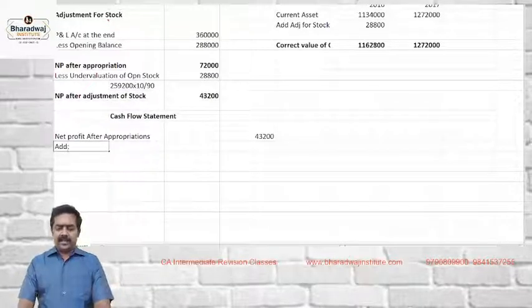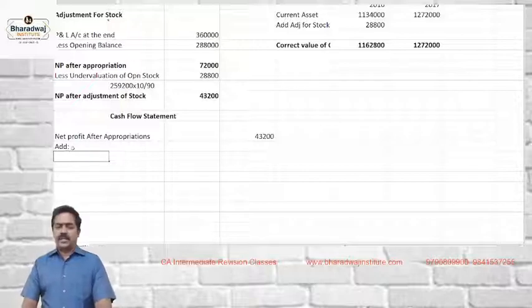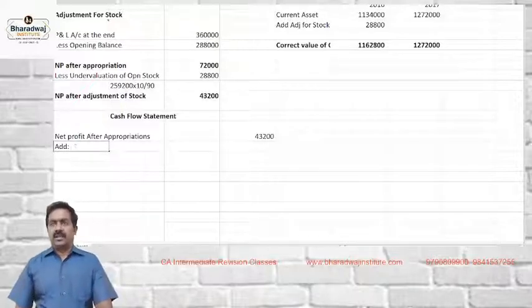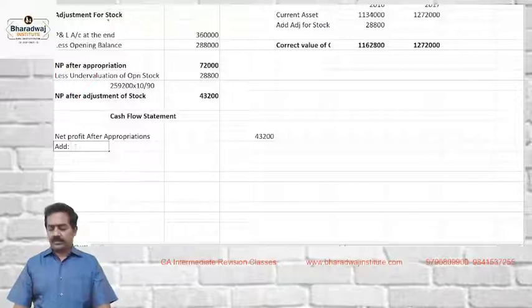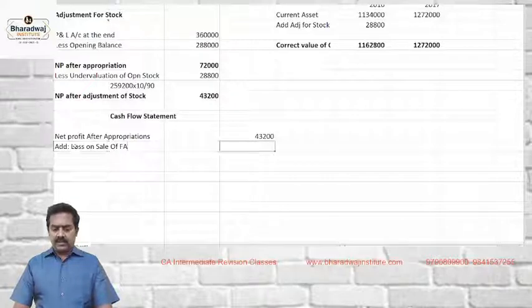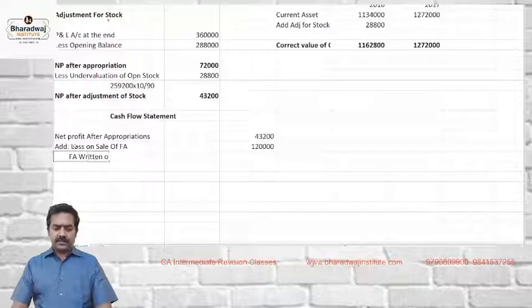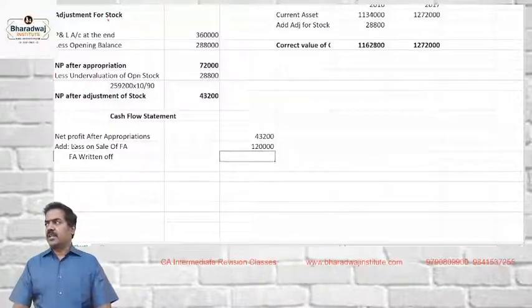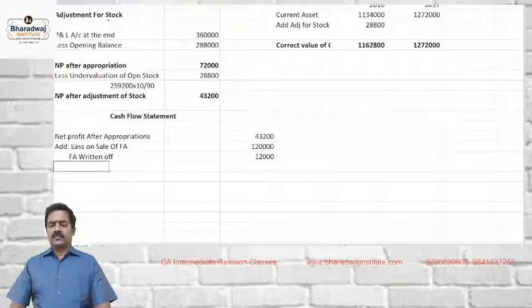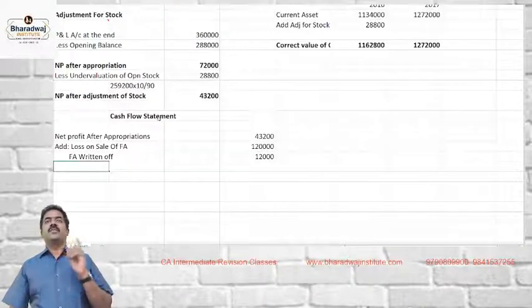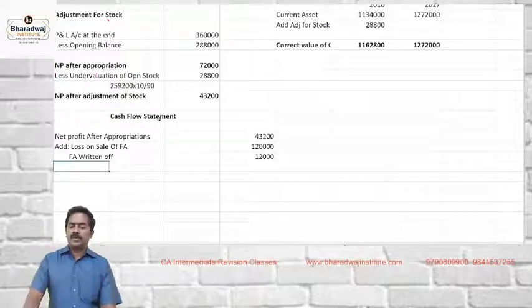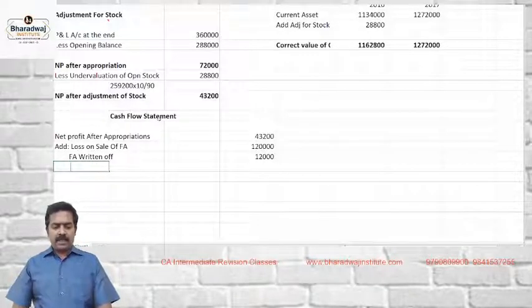Then add all the non-operating items, non-cash items, etc. Go through the working notes that we have done. We prepared fixed assets account, loss on sale of asset. What is the loss on sale of asset? 1,20,000 we will add back. All non-operating items, non-cash items. That is fixed assets written off. Which one you will add? Full 60,000 or book value? Fixed assets written off. Out of 60,000, already 48,000 accumulated depreciation is there. How much will be written off? 12,000.